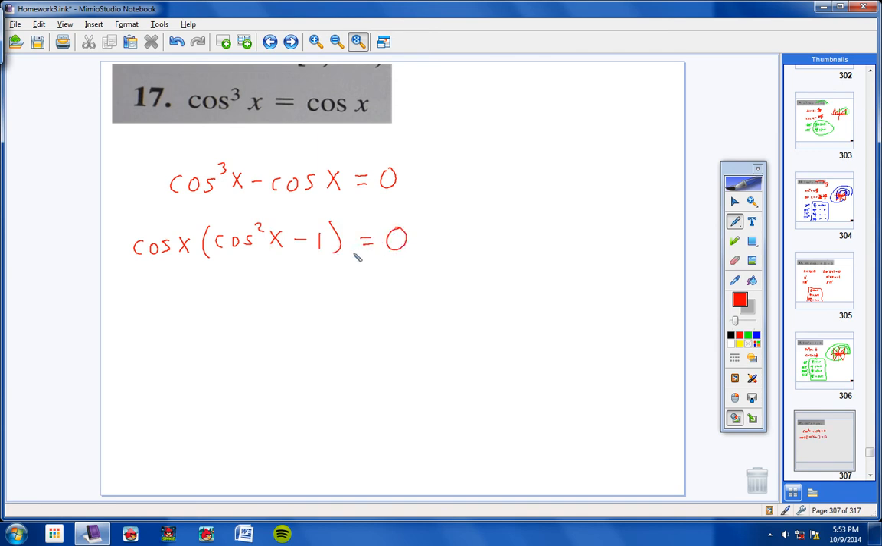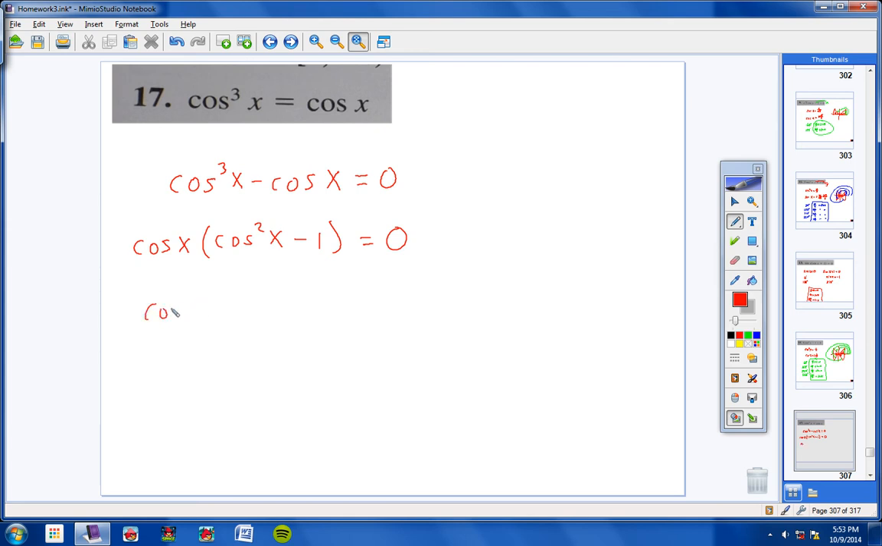And then students, to be honest with you, you could factor this again right here, because you know the square root of cosine squared and you know the square root of 1, so you really have the difference of two squares. Or you can just take this group here, set it equal to 0, and solve. That's what I'm going to do. Okay, so I'm going to take cosine x. And either way, you would get the right answer.